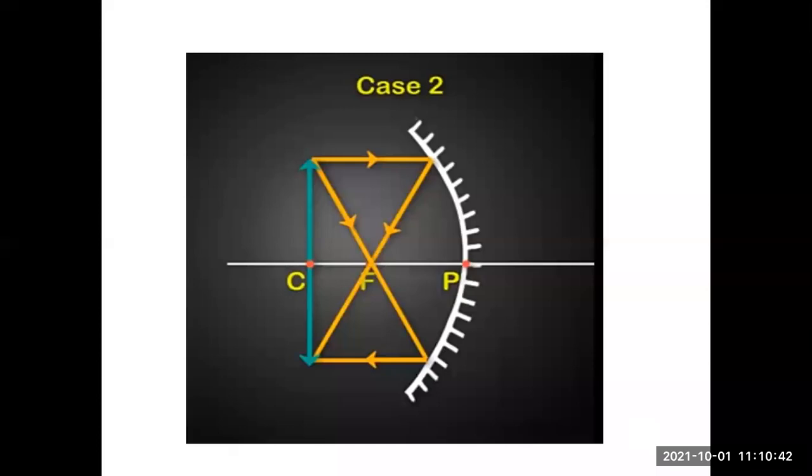Now just see the rules. Whenever an incident ray is parallel to the principal axis, the reflected ray passes through the focus. The same thing is happening here, and rule 3 says that if the incident ray passes through the focus, the reflected ray is parallel to the principal axis. Just go through the arrows and try to find those 3 rules.